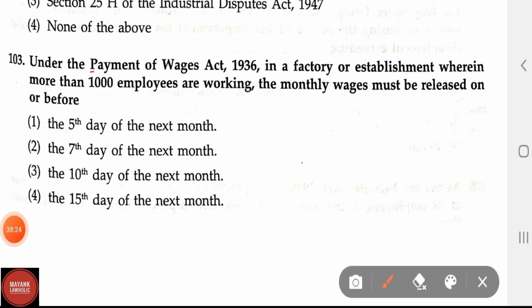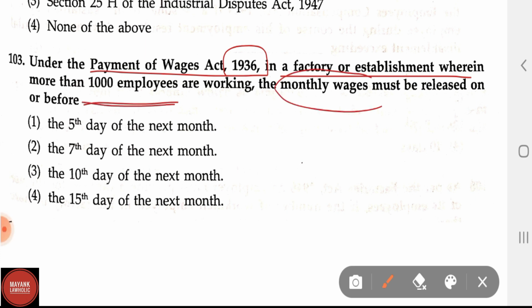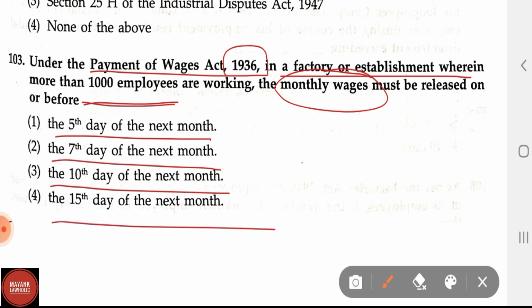Under the Payment of Wages Act 1936, in a factory or establishment wherein more than 1000 employees are working, the monthly wages must be released on or before: option 1, the 5th day of the next month; option 2, the 7th day of the next month; option 3, the 10th day of the next month; and option 4, the 15th day of the next month. Here the correct answer is option 3, the 10th day of the next month.